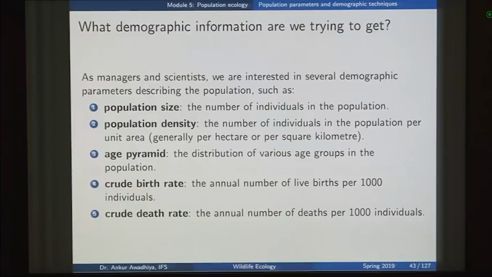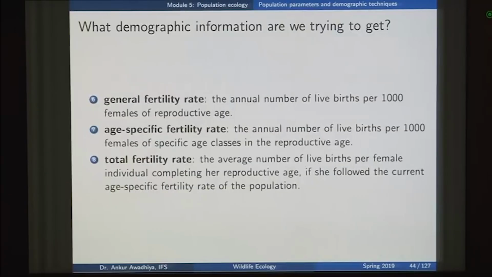Next is crude birth rate, the annual number of live births per 1000 individuals. Crude death rate, the number of deaths per 1000 individuals. Or things like general fertility rate, the annual number of live births per 1000 females of reproductive age. So here we are talking about the females of reproductive age. Or the age specific fertility rate, the annual number of live births per 1000 females of a specific age class in the reproductive age. So for instance, in the case of tigers, you are asking that if you have females of say 6 years of age, then out of every 1000 females of 6 years of age, how many annual litters, how many cubs will they produce.